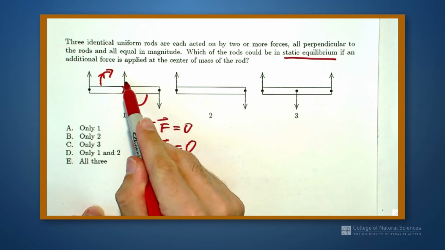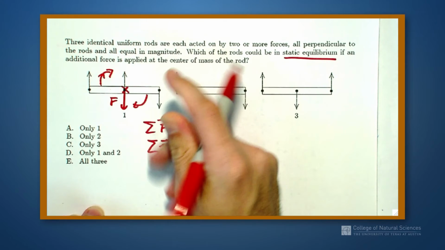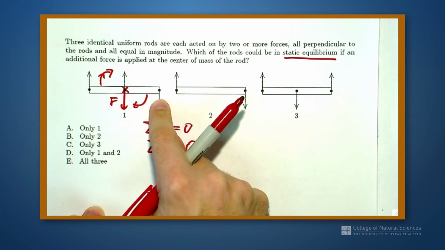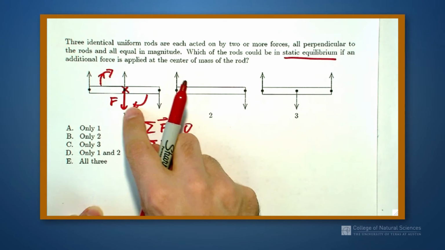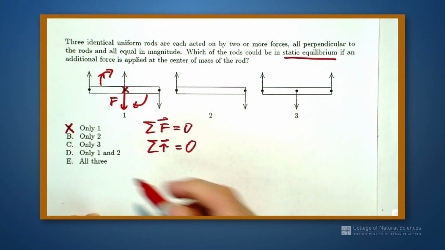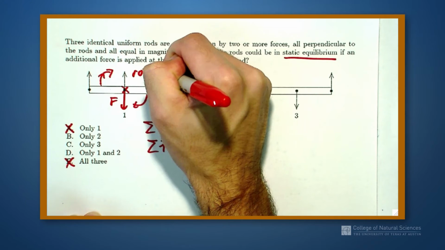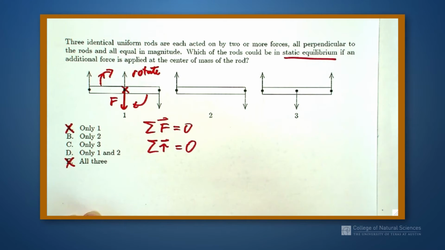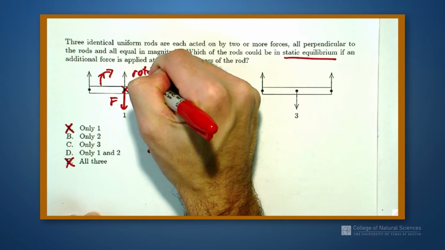This third force up here, if I add another force pointing down, I have two forces up, two forces down. That cancels my force out, but it doesn't stop the rotation. So definitely it can't be only one, and it can't be all three, because this one will always start to rotate. It'll always have a net torque not equal to 0.